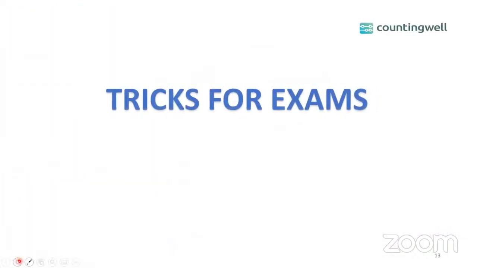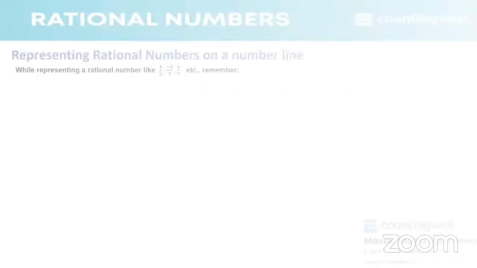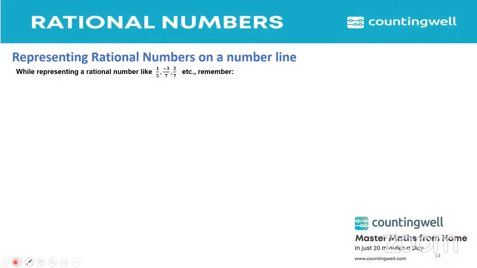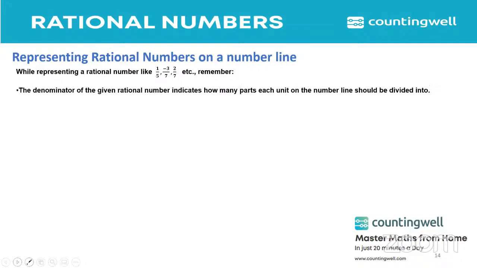Let us see some of the tricks for these 2 chapters. First is representing rational numbers on a number line. So how to represent rational numbers like 1 by 5, minus 3 by 7, 2 by 7, etc. We will see in this trick. The trick is that the denominator of any given rational number indicates how many parts each unit on the number line should be divided into.